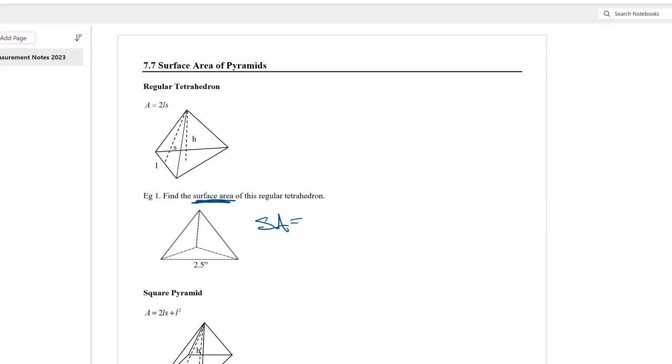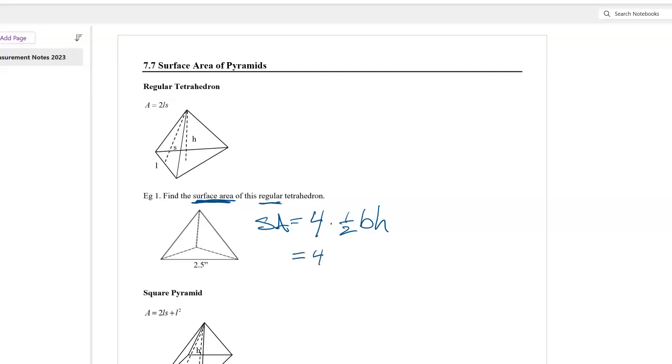It's called a tetrahedron. You don't really need to know that, but it basically means all four sides are triangles. They're also regular, meaning they're all the same. The easiest way to find the surface area then would be to say, let's find four triangles. So that's 4 times 1/2 times base times height. All I need to know is what is the base and the height.